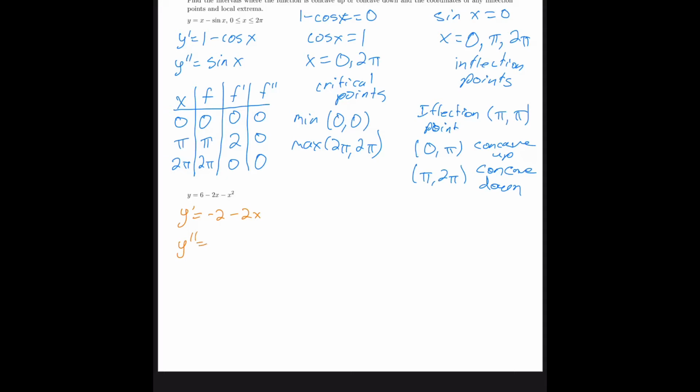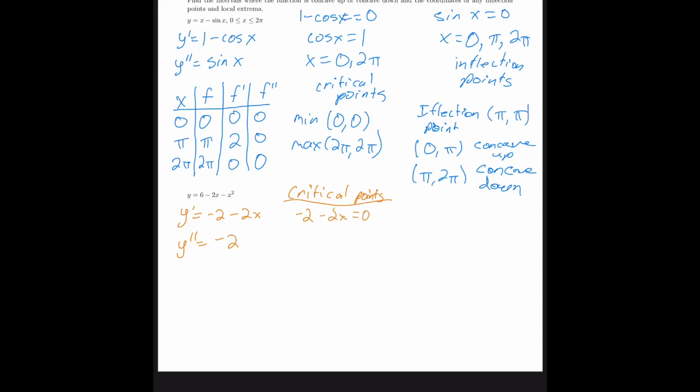So we do the same thing we did with that one. So first find the derivative. So y is that? Y prime is negative 2 minus 2x, and y double prime is negative 2. Okay? So a couple things we can do here.